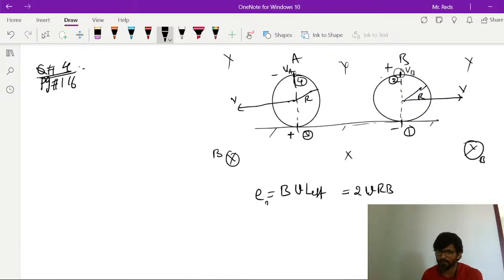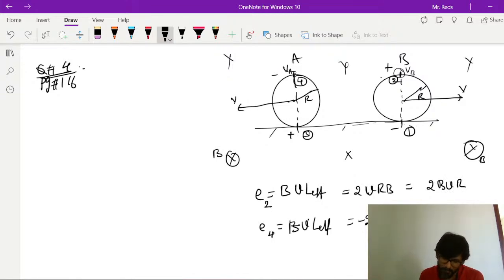The induced EMF at the second point is nothing but 2 VBR, and the induced EMF at point 4 is nothing but minus. Actually, this is also BVL effective, but because of the direction, you can take it as minus 2 VBR, in the same form as the options, which are given as 2 BVR. So you can write 2 BVR and minus 2 BVR.